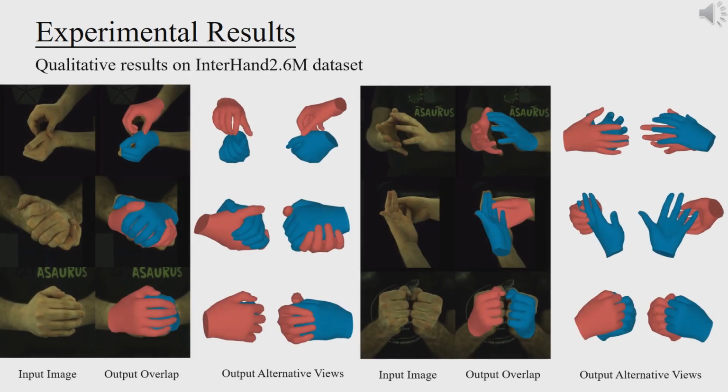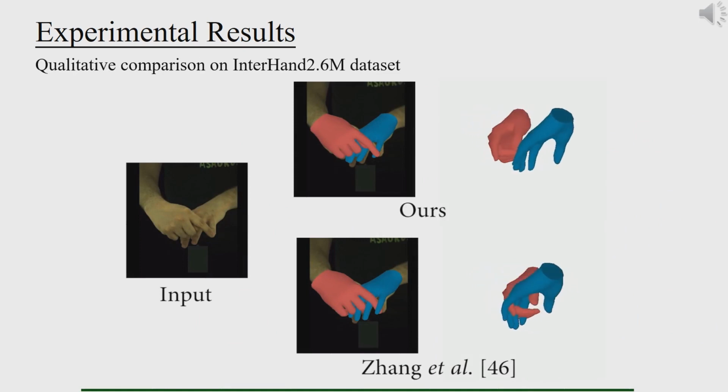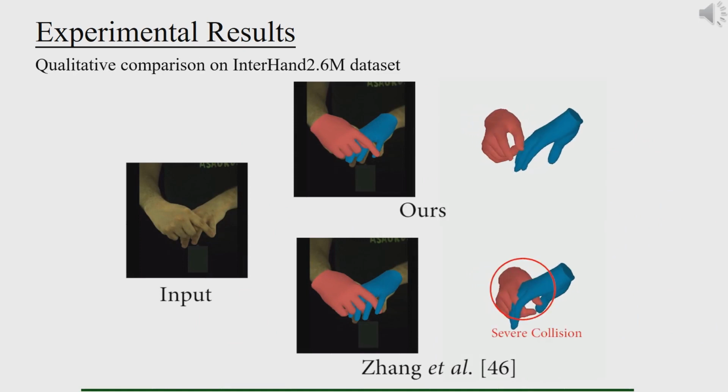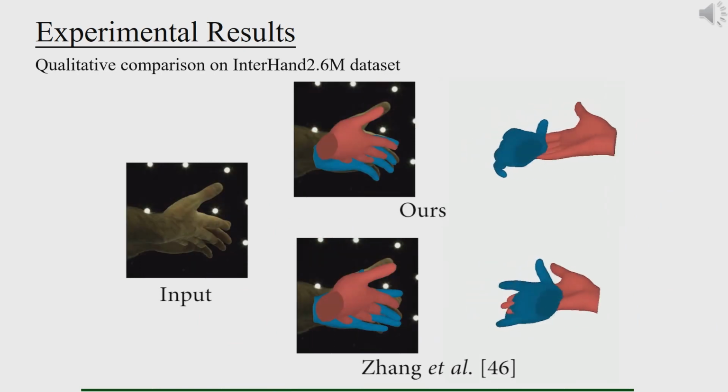Here we demonstrate the qualitative results of our method on the IntagHand 2.6M test dataset. Our method works well under various kinds of interactions. We compare our IntagHand model with the previous state-of-the-art method. Our method produces more realistic finger interactions and more accurate relative depth between the left and right hands.